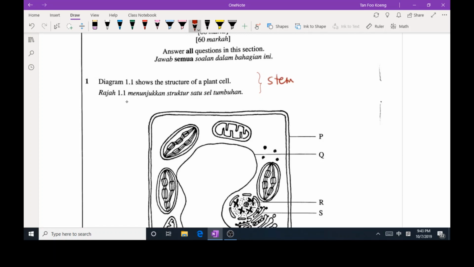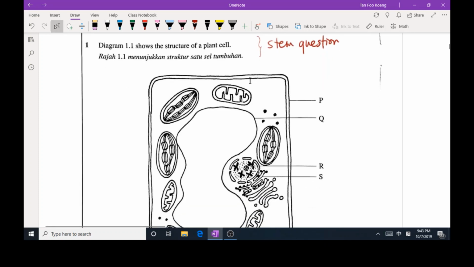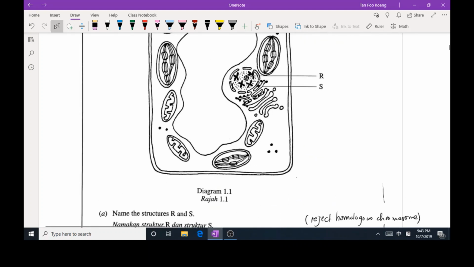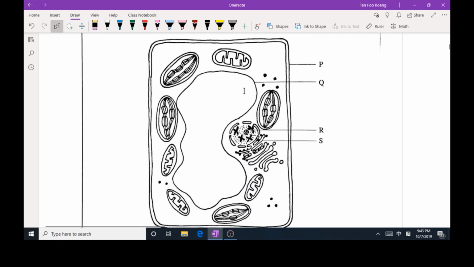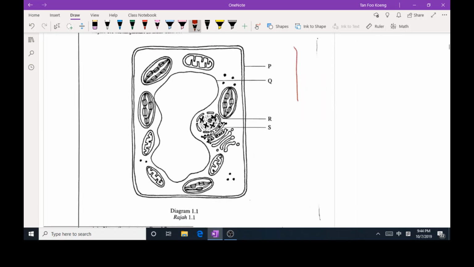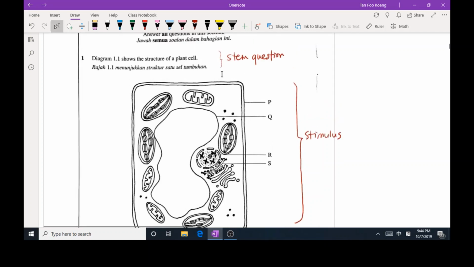So this is what we call a stem question. It tells you the information about this diagram or question. Now, it shows the structure of a plant cell. So from here, you know, oh, this is not just a drawing. This is actually a plant cell. And then this one is known as the stimulus. And the stimulus is our good friend in examination, so it helps us to get a picture of the plant cell.